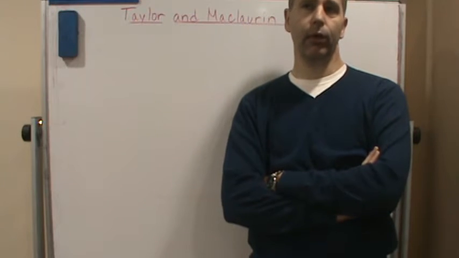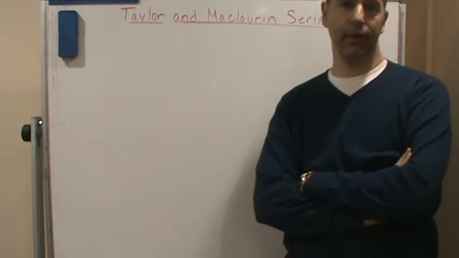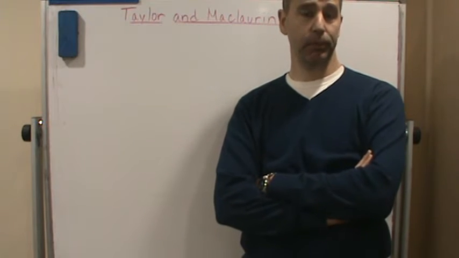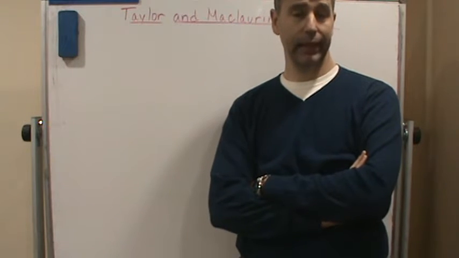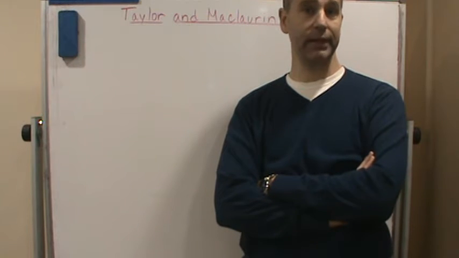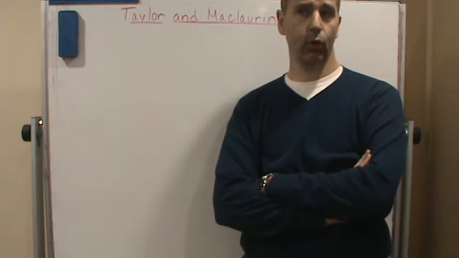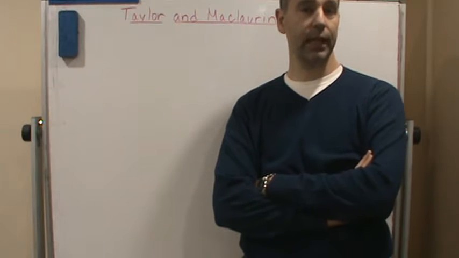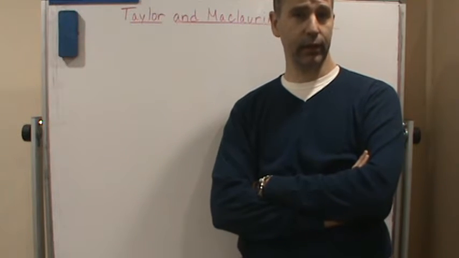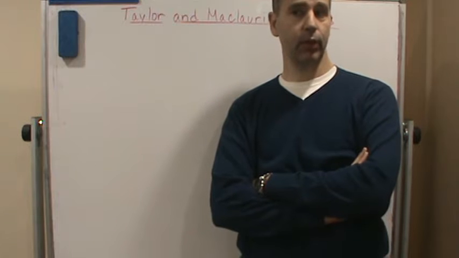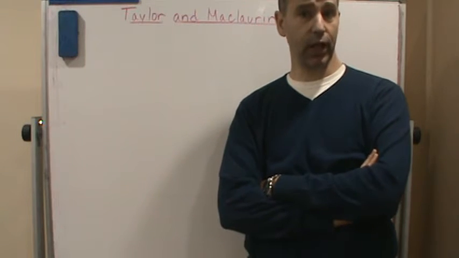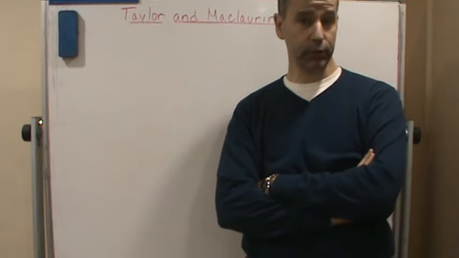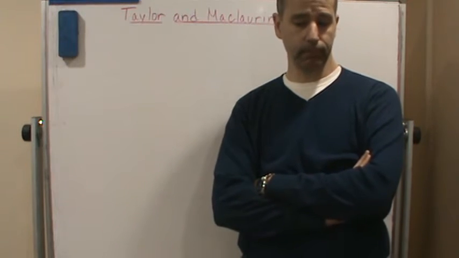Now recall that if we look at the nth Taylor polynomial, it really is just a partial sum, right? It's an nth partial sum of the Taylor series. So in order to show that the Taylor series converges, we have to show that the sequence of partial sums, i.e. the Taylor polynomials, also converge.